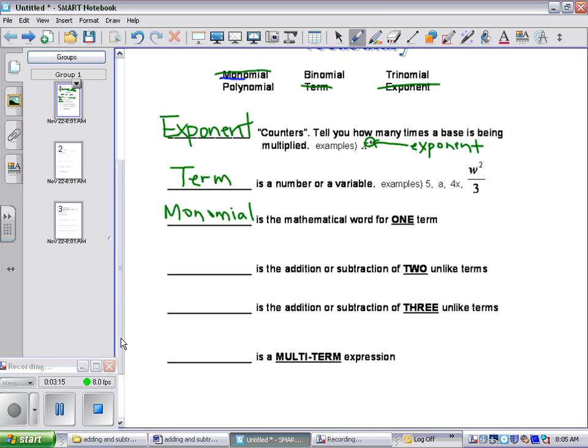The next one says, is the addition or subtraction of 2 unlike terms. If there's 2 terms, well, think about it. A bicycle starts with BI, and that's got 2 wheels. So what's similar to that? Binomial, because bi is 2. So binomial has 2 terms.